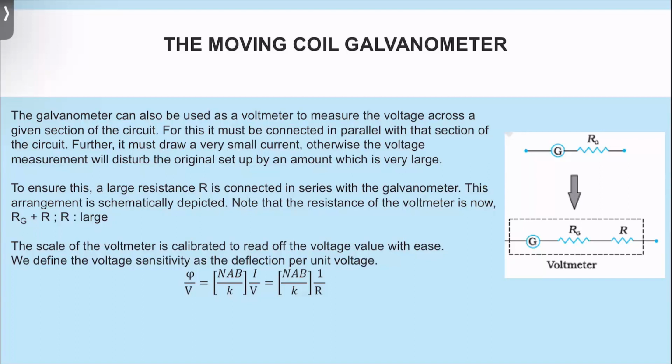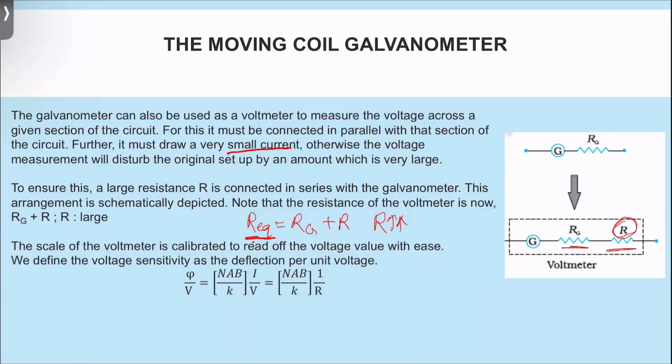Okay, so to ensure that, we have to connect a larger resistance resistor in series with the galvanometer. So over here, your R equivalent is going to be Rg plus R, where your R is very, very large. Then what we will get is that the equivalent resistance is very high and a very small amount of current can pass through. Now again, the scale of the voltmeter can be calibrated in a way that you can get the voltage value of the circuit.